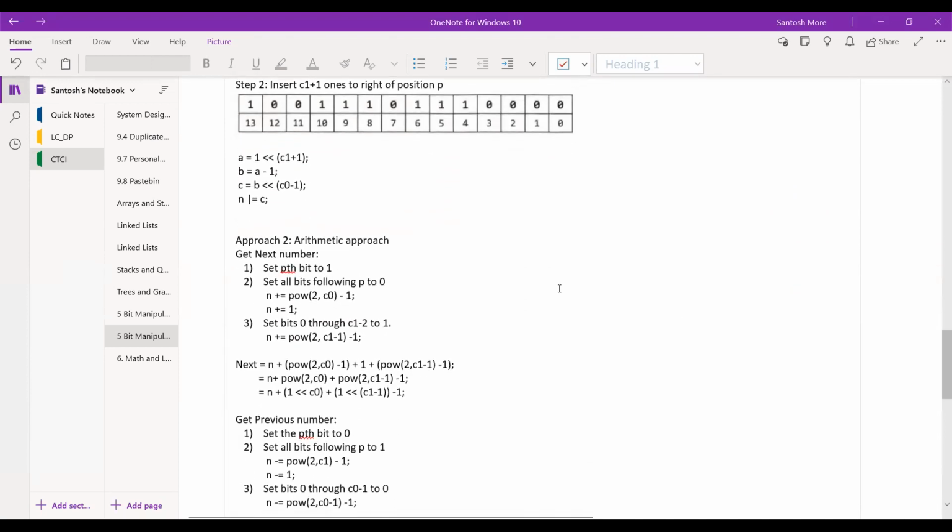The arithmetic approach is the same thing we were discussing. He says you get a pth bit. If you want to find the next number, you set the pth bit to 1, and then all the bits following p you set to 0. So the way they're doing it is like you have something like this, the number here. If we take a smaller one instead of the bigger ones, say 0 0 0 0 and then 0, in this case we want to have 1 0, right?